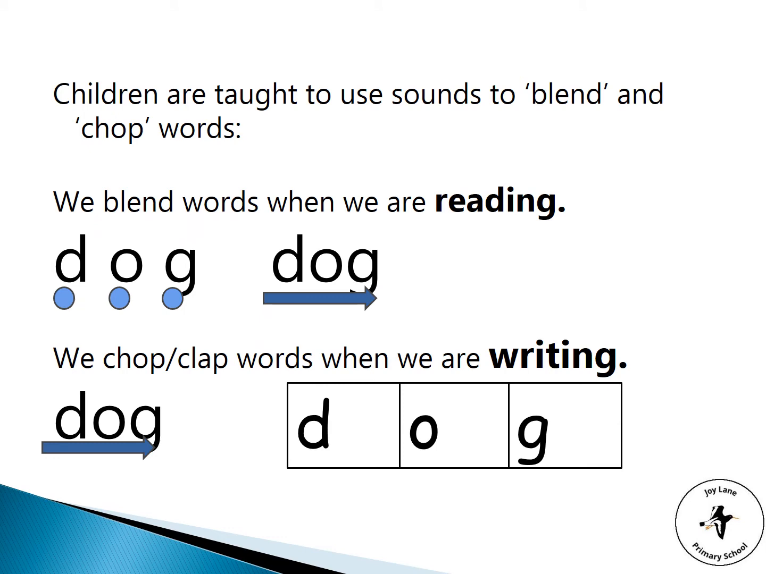So when we're using phonics to help us read, children are taught to use sounds to blend and to chop words. So when we're blending, this helps us read. So d o g, we push that together to make dog. We do the opposite when we are writing. We chop that word up. We already know it's dog, and we have to identify the sounds that are in there and chop them up. Dog, d o g.